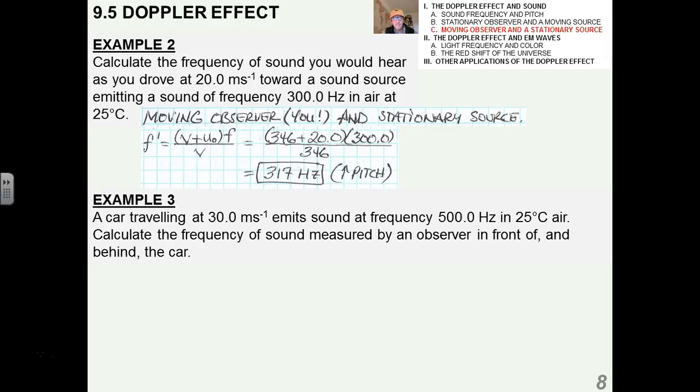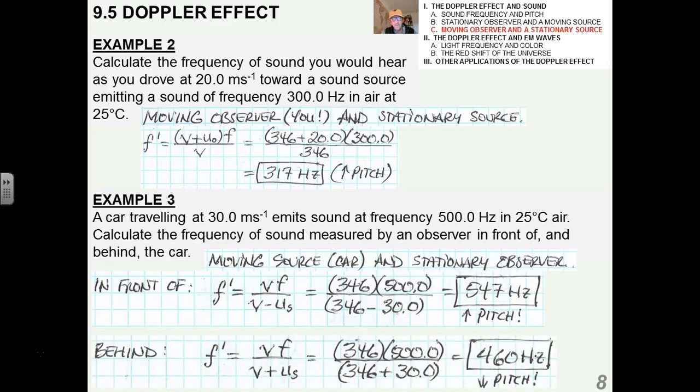Calculate the frequency of sound measured by an observer in front of and behind the car. Again, very straightforward situation. In front of, it's going to be greater than 500 hertz. I got 547 hertz. And behind, it's going to be less, 460 hertz. Okay? All right, so higher pitch, lower pitch.